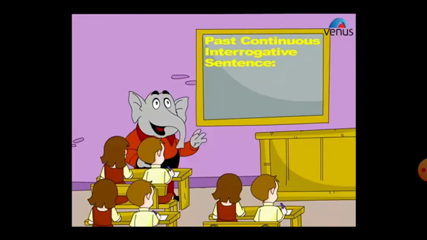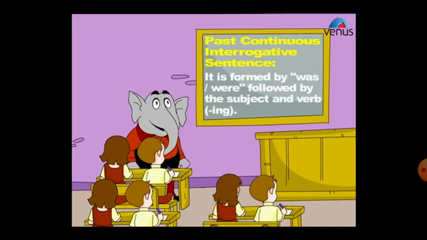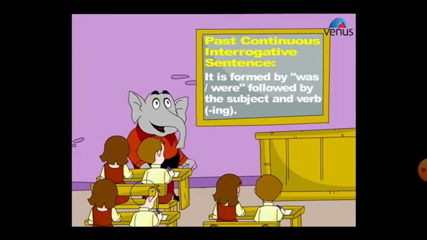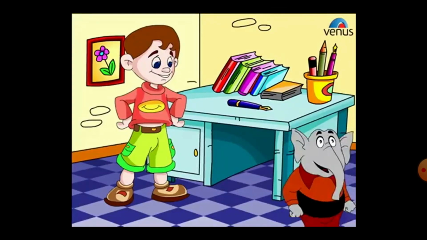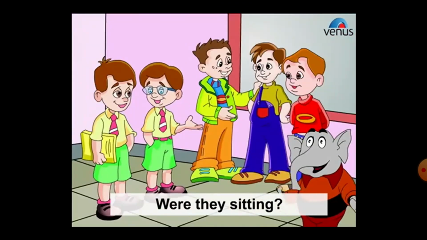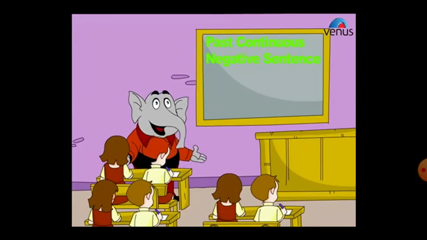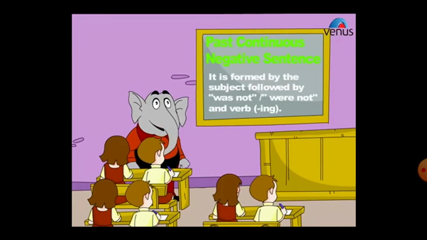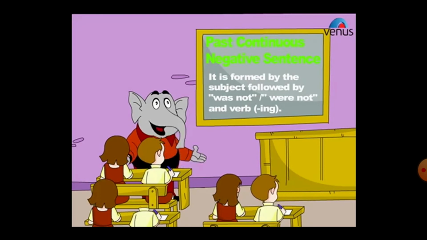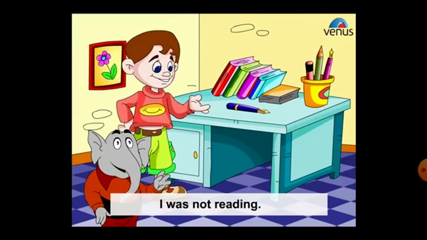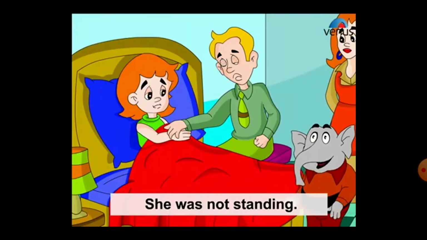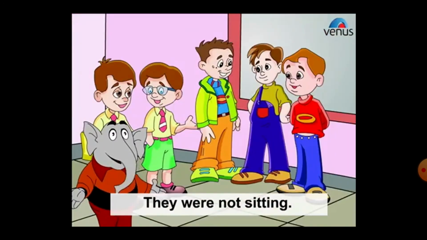They were sitting. Past continuous interrogative sentence. It is formed by was, were, followed by the subject and verb in ing form. Examples: was I reading? Were we singing? Were you playing? Was she standing? Were they sitting? Past continuous negative sentence. It is formed by the subject followed by was not, were not, and the verb in ing form. Examples: I was not reading. We were not singing. You were not playing. She was not standing. They were not sitting.